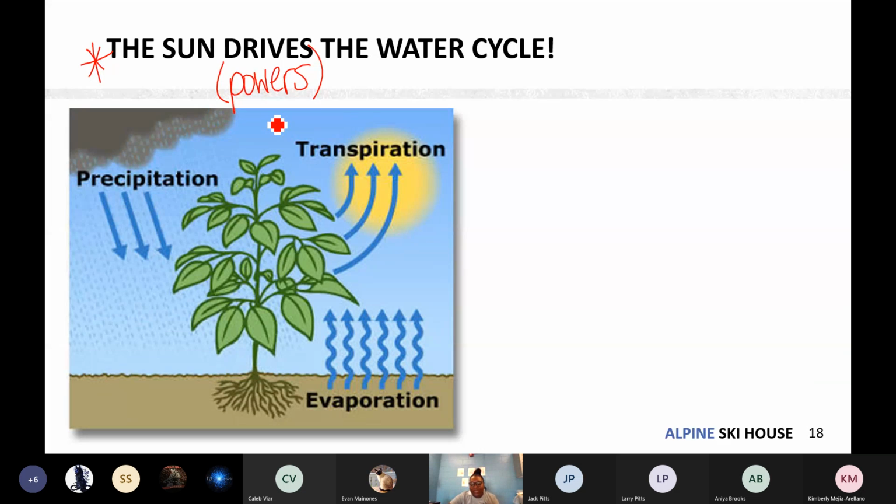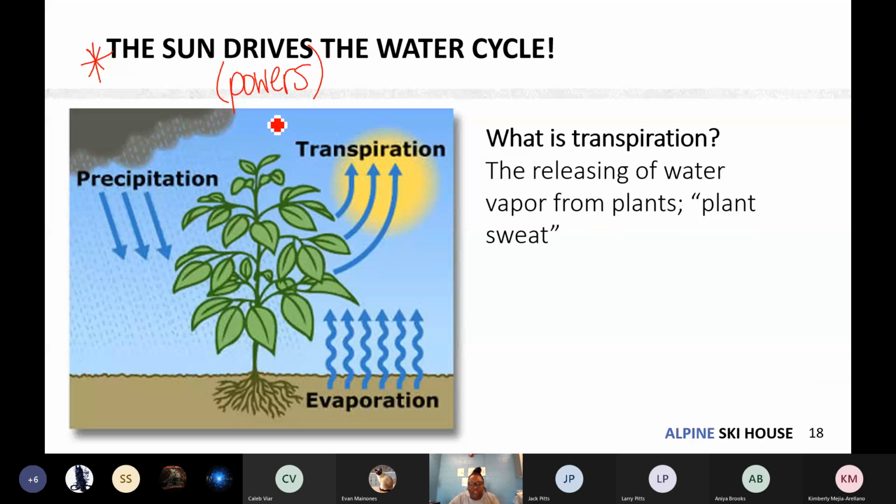This picture is showing us something called transpiration. In your notes, the question that you should write down here is, what is transpiration? Just like when you and I sweat, when humans sweat, we call it perspiration. When plants sweat or water is released from the leaves of plants, that's called transpiration. Transpiration is the releasing of water vapor from plants.